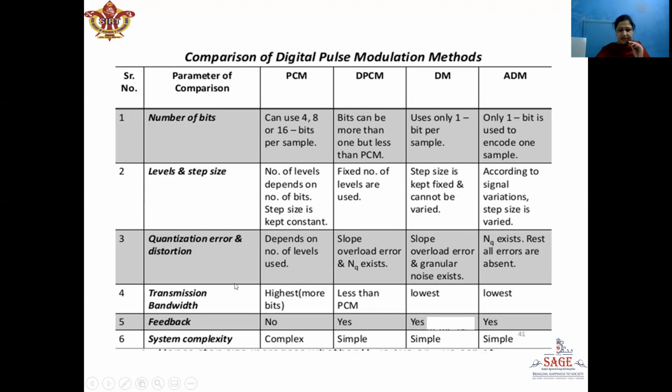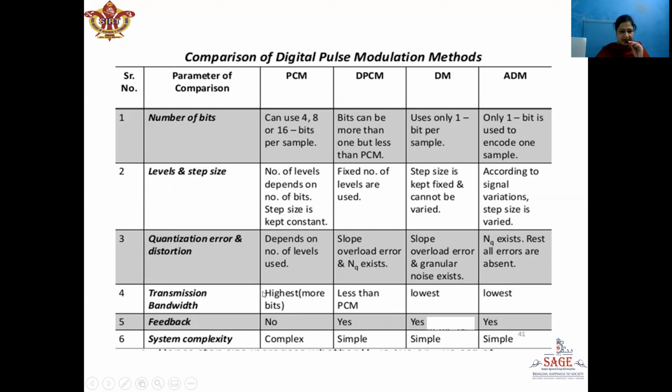Now quantization error and distortion. In PCM, quantization error depends on the number of levels used. In DPCM, quantization error exists. In delta modulation, slope overload and granular noise effect is there. In ADM, only quantization error is there, which is very small, whereas slope overload and granular noise are absent in ADM.